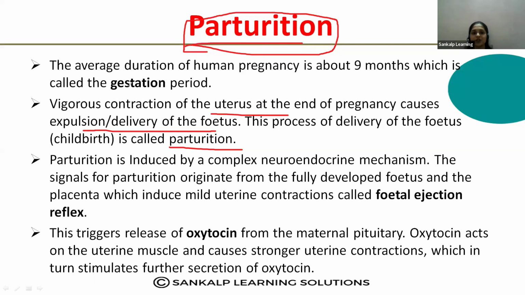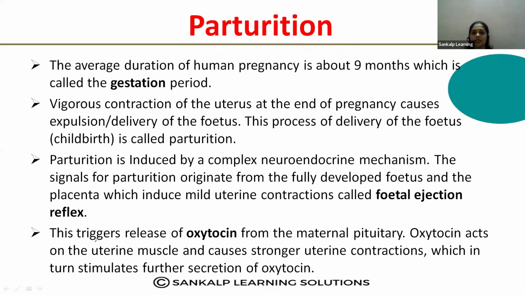So how does this parturition take place? Again, there are some hormonal changes that take place in the human body during the parturition. So how is it induced? Parturition is induced by a complex neuroendocrine mechanism. And how does it originate? The signals for the parturition originate from the fully developed fetus.